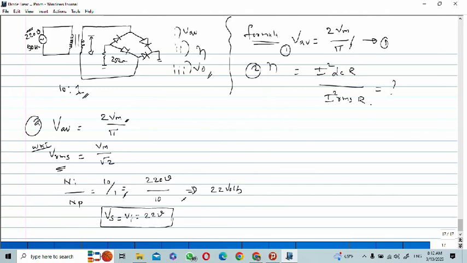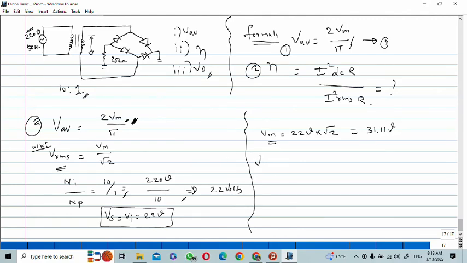So Vs and Va equal to 22 volt. From this 22 volt we can easily find Vm. Vm equal to 22 volt multiplied by root 2. So finally 31.11 volt is Vm. So we solved for Vm.